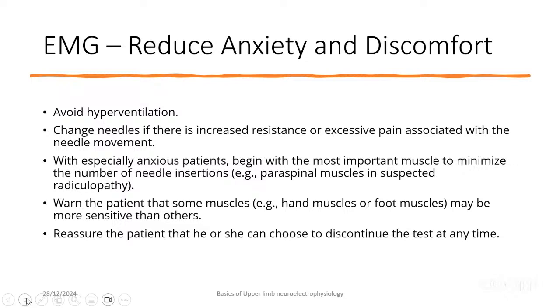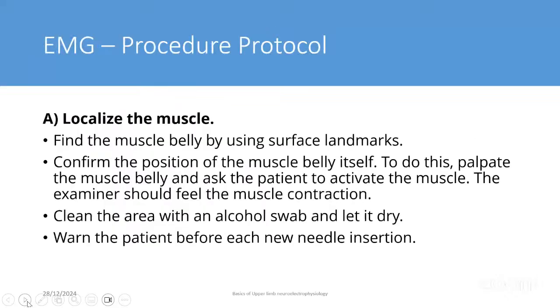Avoid hyperventilation. Change needles if there is increased resistance or excessive pain associated with the needle movement. With anxious patients, begin with the most important muscle to minimize the number of needle insertions. Paraspinal muscles in suspected radiculopathy, do first. Warn the patient. Some muscles, hand muscles or foot muscles, may be more sensitive than others. Reassure the patient that he or she can choose to discontinue the test at any time. Stop then. Don't prolong. You may have a cardiac arrhythmia on your hands if you continue.